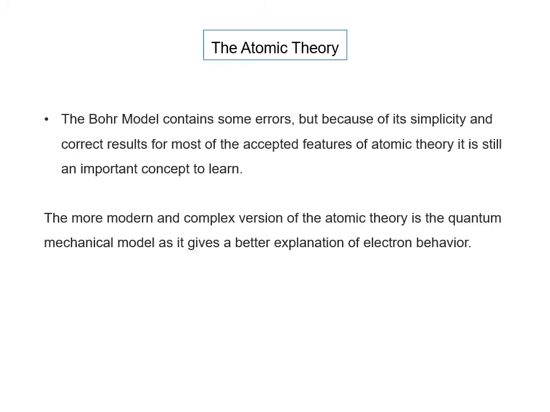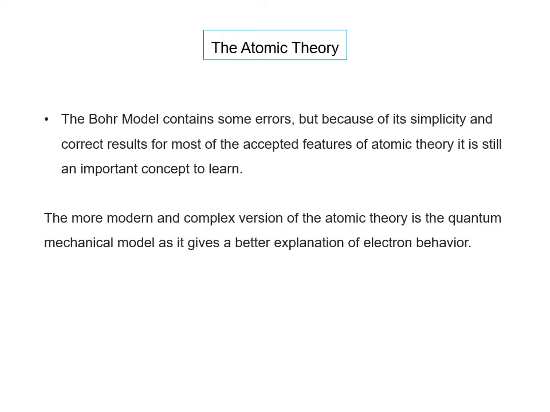All right. So the Bohr model actually contains some error, but because of its simplicity and because it gives the correct results for a lot of the accepted features of the atomic theory, we actually still teach it to students. But in reality, the Bohr model does not really explain the full picture. The more modern and complex version of the atomic theory is called the quantum mechanical model, and it gives a better explanation of the electron behavior.